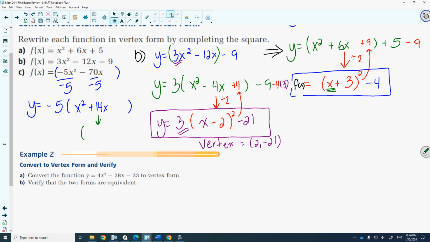Take your middle term, divide it by 2 to get 7. There's my a value. Square it, and you'll get plus 49, and then subtract 49. And remember, you have to multiply that negative 49 by that negative 5 to give me plus 245.